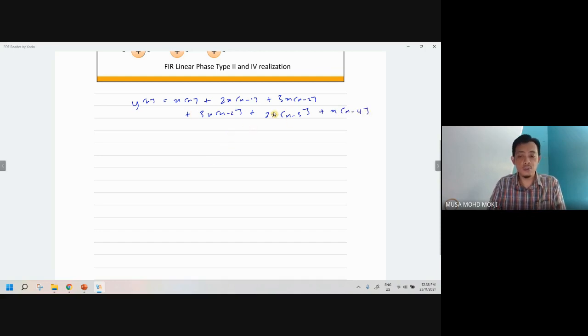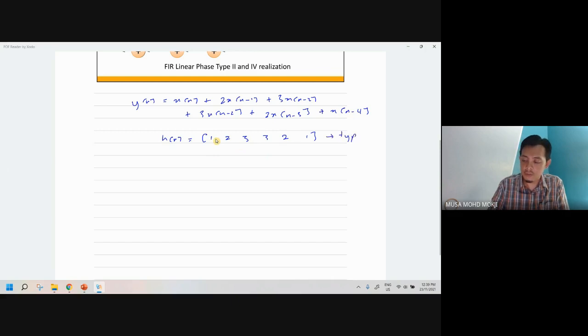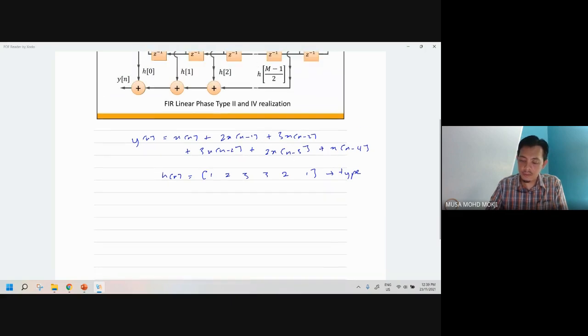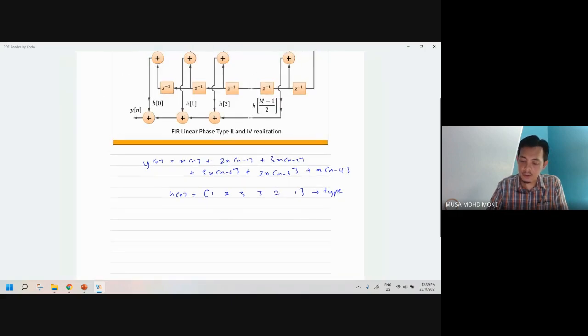Okay, so actually this is type 2 because we have 1, 2, 3, 4, 5, 6 number of samples. If we take the hn, it is actually equal to 1, 2, 3, 3, 2, 1. So this is our hn, the impulse response. So this is similar, this is similar, this is similar. So then this is symmetry, and the number of values is actually 6, which is even. So this is type 2.